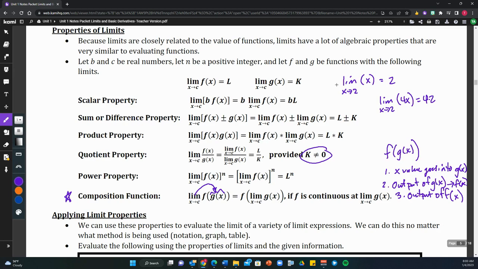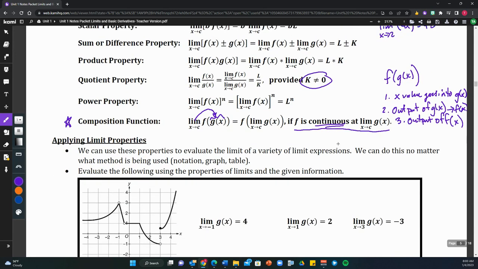So we want to try and find the value of f, and sometimes that requires us taking another limit of f as x approaches that particular value that's getting plugged in there. So the big stipulation here, and we're going to see some examples of this in a second, is that f has to be continuous at whatever the output or result of this limit for g of x is. If it's not, then we run into some issues and we have to handle it in a particular way.